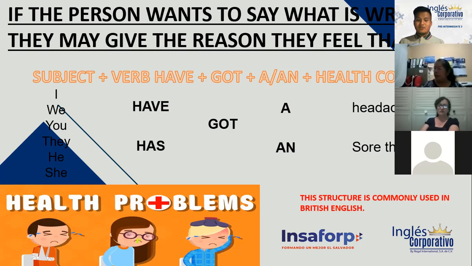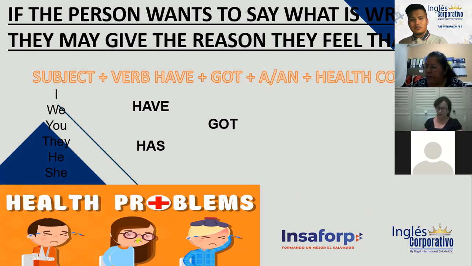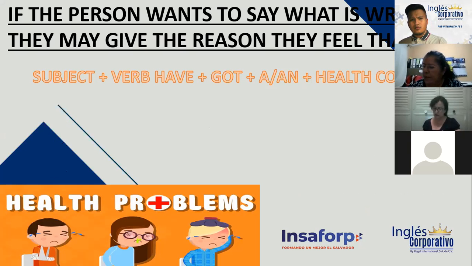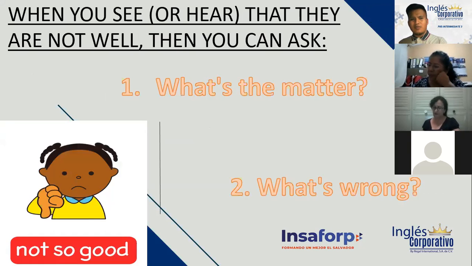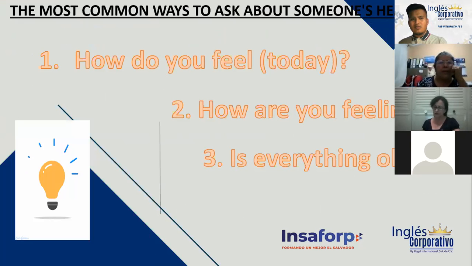Miss, yes, teacher. Sandra, go. Yes, well, I have a question about the first phrases that you told us, the most common ways to ask about someone's health. All right, let me go back. Are these three? Yes. I want to know if it is correct to ask, are you okay? Is are you okay the synonym of is everything okay?